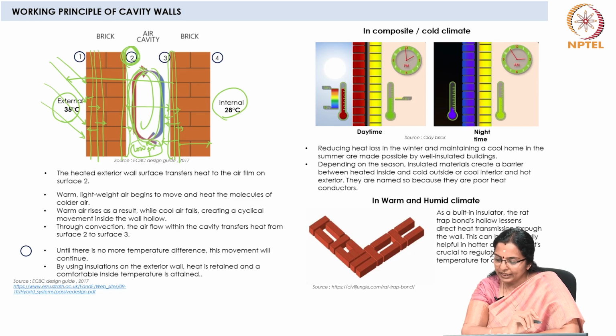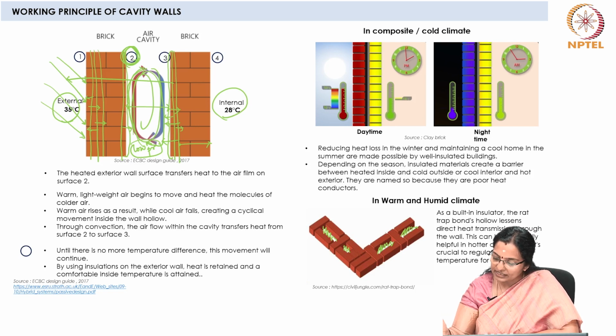In warm, humid climate, the rat trap bond can be a very effective solution because the brick bond itself has a built-in insulator, and this can be helpful also in very warm areas because air acts as an insulator.